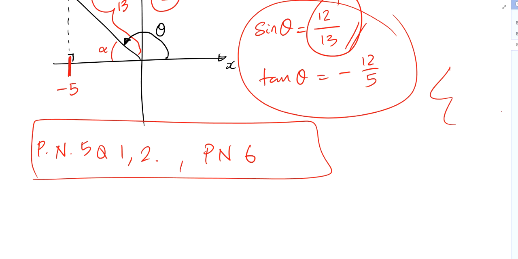Practice now 5, question 2, yeah? So last call, nobody requires help for question 1. Okay? Given that tangent theta equals negative 5 over 12. Okay, based on this, which quadrant is theta in?